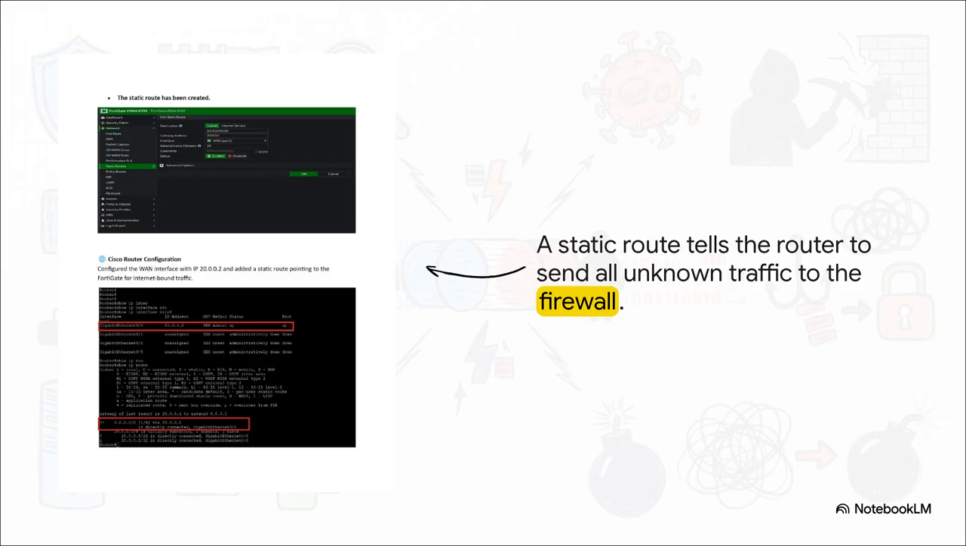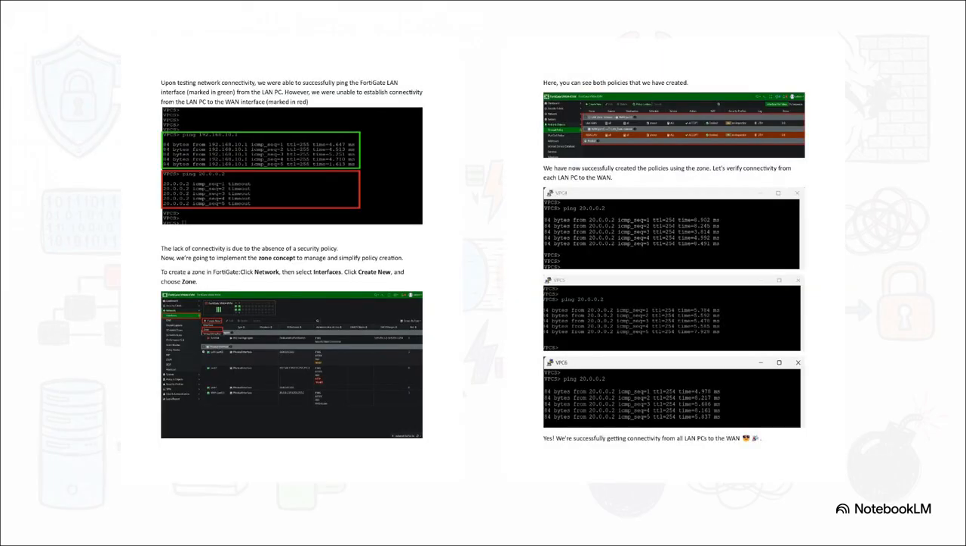It says, hey, for any traffic that you don't have a specific map for, any of that internet-bound stuff, I want you to send it over to the FortiGate firewall at this address, 20.0.0.1. This little command makes sure all the traffic from our different departments gets funneled through the firewall for inspection. And this slide just says it all.